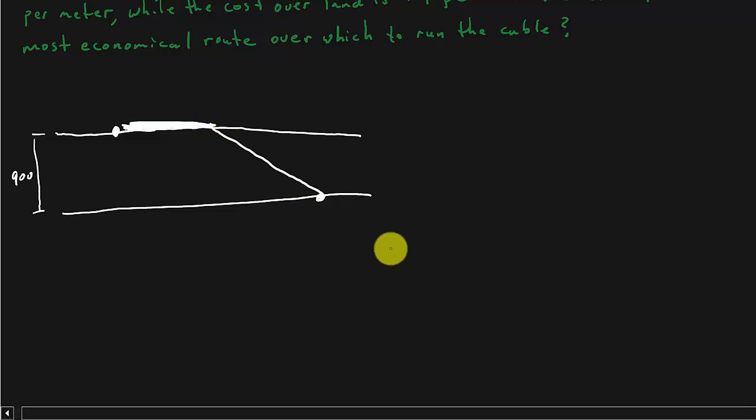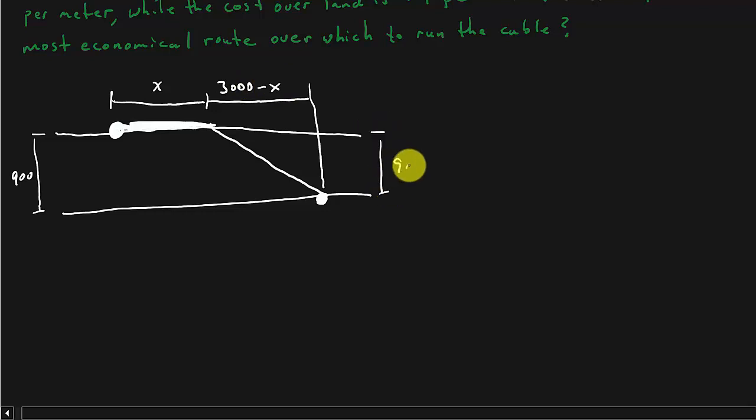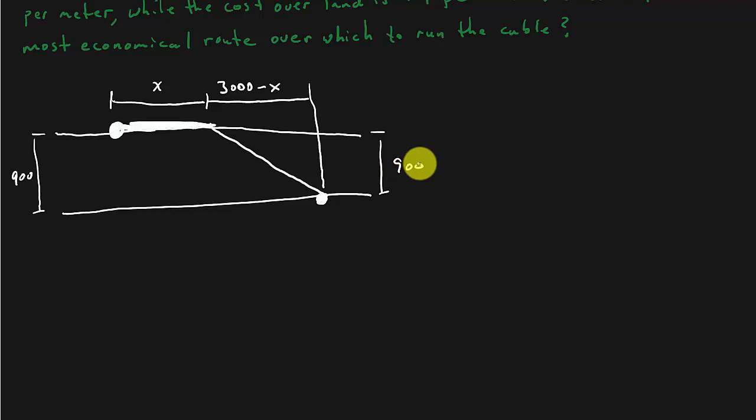Now, look at this. If you're taking notes, don't write this part down. We can look at the distance from here to here and the distance from here to here. We can call that x, and so that would be 3,000 minus x, right? And of course, this side here, that's 900. And you doing that, that's perfectly fine. You can work it like that, no problem.